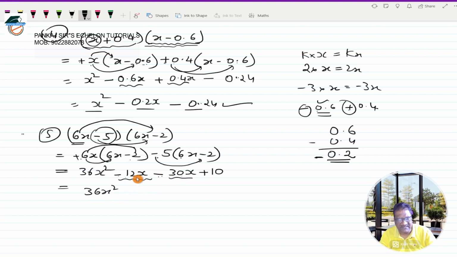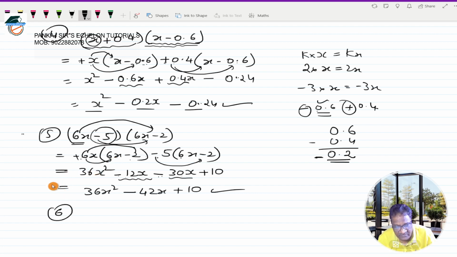Both the signs are same, so put the minus sign only. But it will be 42x plus 10. Okay. So this is the answer for the 6x minus 5 into 6x minus 2. Is that clear? 36x square minus 42x plus 10. Okay, so that's how we have to keep on doing all these problems. Okay, so let us go for one more.